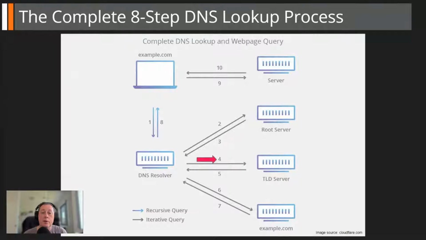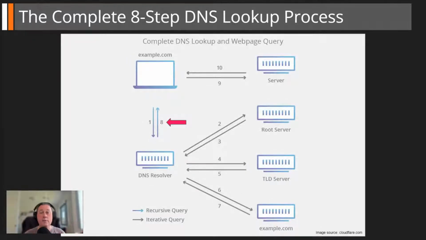Step four: the resolver makes a request to that particular server, the .com top-level domain server. Step five: the TLD server responds with the IP address of the domain name server that is looking after example.com. Step six: the recursive resolver sends the query to the domain's name server for the IP address. Step seven: the IP address for example.com is returned to the DNS resolver from that name server. And step eight: the DNS resolver responds to the web browser and gives it the IP address of the domain that was initially requested.